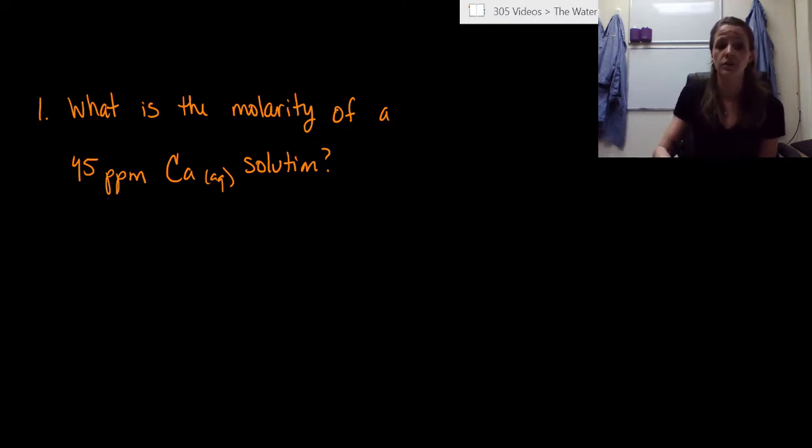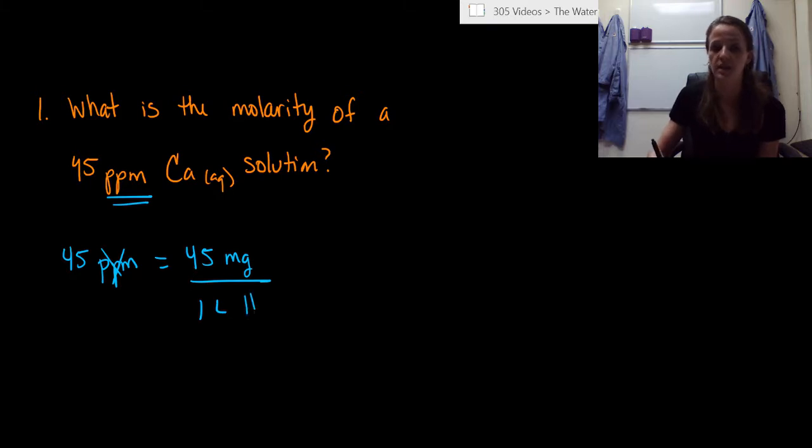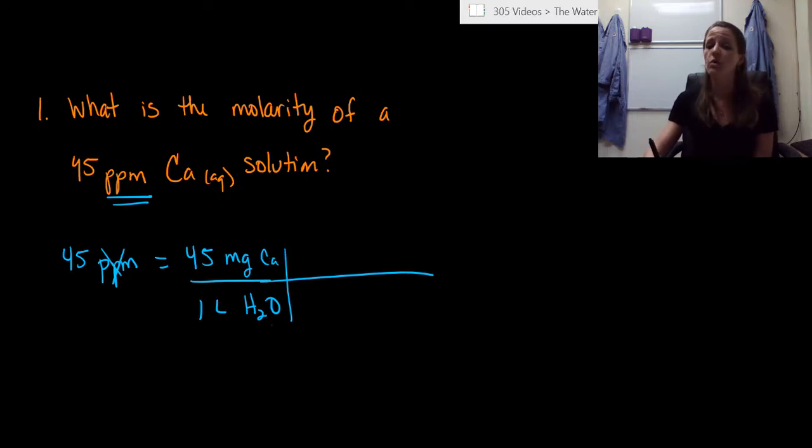The first thing you have to do is get rid of this nasty ppm unit. The way I do this is by writing 45 ppm, I cross it out, and then I rewrite it. So 45 milligrams per 1 liter of solution, which we said in this case was water. Now we're looking at 45 milligrams of calcium per every 1 liter of water. Now we're trying to get rid of milligrams and convert to moles because we're looking for molarity. The first thing we have to do is get out of milligrams and into grams. We know that there are 1,000 milligrams in every 1 gram.